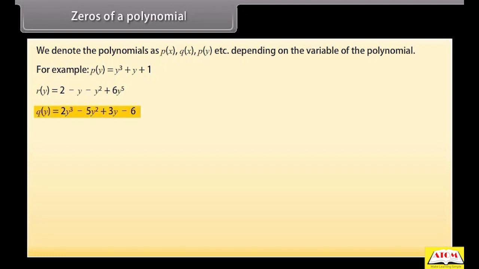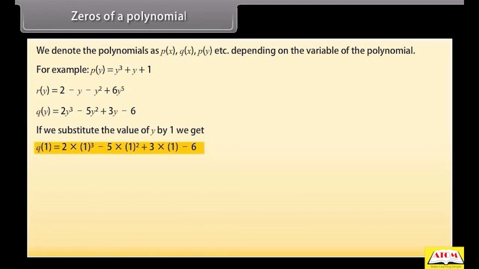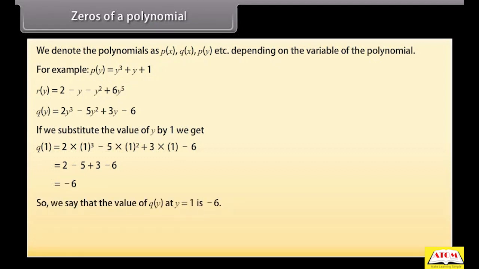q(y) is equal to 2y cubed minus 5y squared plus 3y minus 6. If we substitute the value of y by 1, we get q(1) is equal to 2 into 1 cubed minus 5 into 1 squared plus 3 into 1 minus 6, which is equal to 2 minus 5 plus 3 minus 6, which is minus 6. So we say that the value of q(y) at y equal to 1 is minus 6.